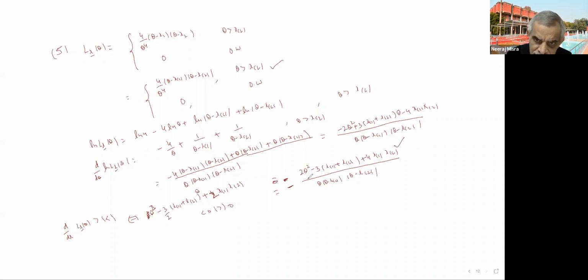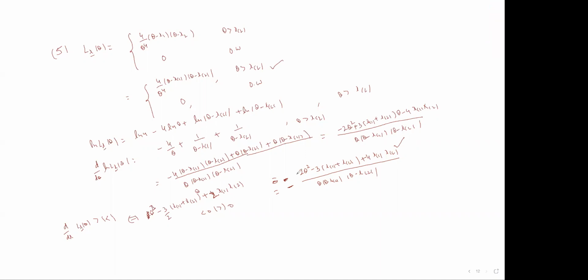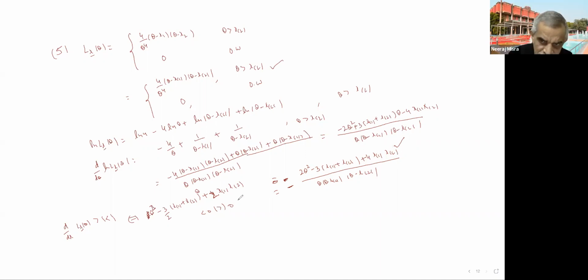So I try to see that when the denominator is positive, this will be positive when the numerator is negative, right? So that means theta square minus 3 by 2 times x1 plus x2 times theta, plus 2 x1 x2. I multiply by 2 because the sign doesn't change by multiplying by a constant. Now this can be written as theta minus alpha, and theta minus beta is less than or greater than 0.